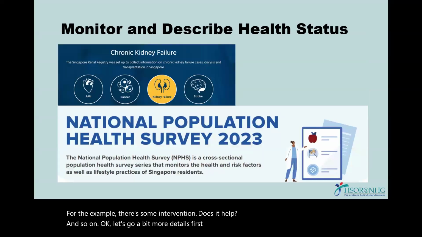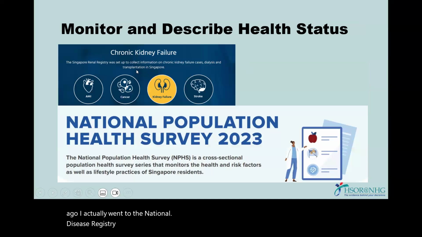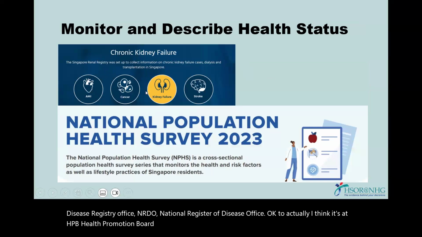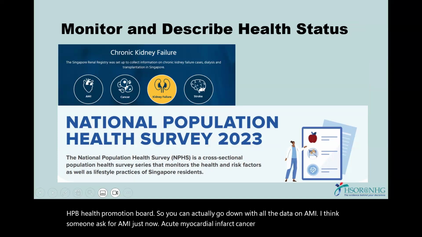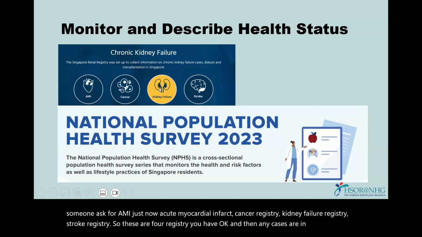First thing is the registry. Okay, so many years ago, I actually went to the National Registry of Diseases Office, NRDO, okay, I think it's under HPB, Health Promotion Board. So you can actually go down with all the data on AMI. I think someone asked about AMI just now. Acute myocardial infarct, cancer registry, kidney failure registry, stroke registry. So these are 4 registries you have, okay? And then any cases are in the registry. So these are data collected.